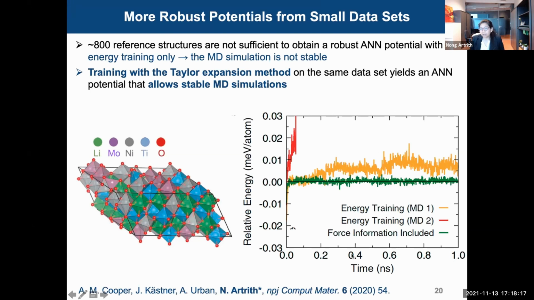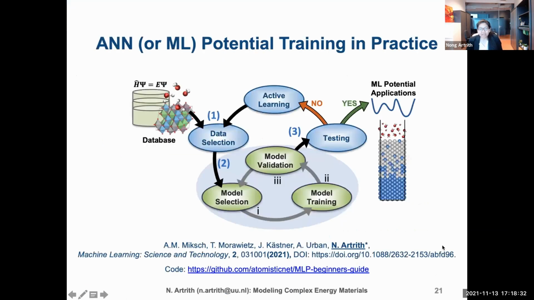So this is also practically helpful. If we really have more data, but we don't know how large the data set is, we just introduce our Taylor expansion method. It also helps to generate and construct good, stable neural potentials.